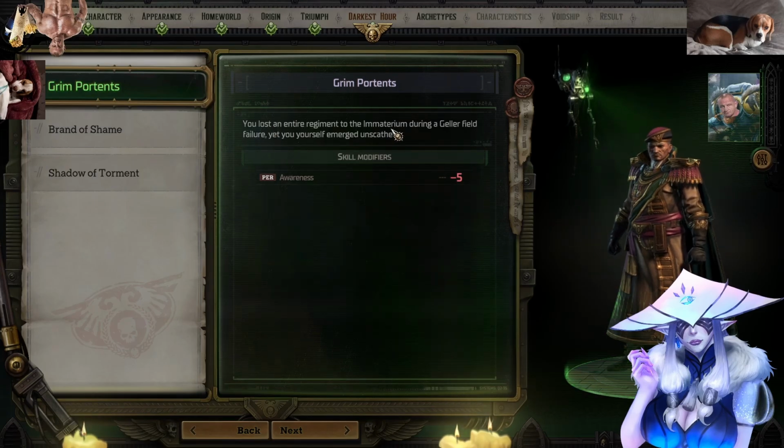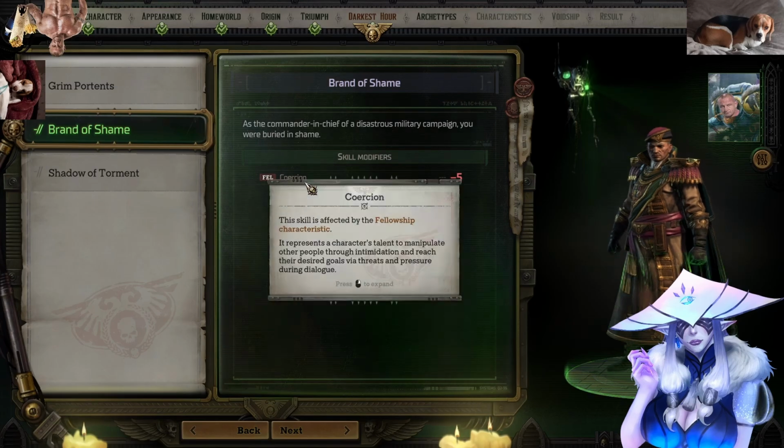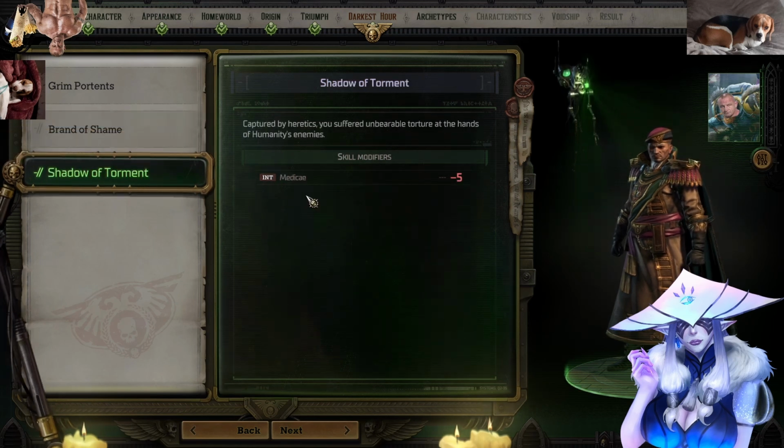You lost an entire regiment to the Immaterium during a Gellar field failure. As a commander-in-chief of a disastrous military campaign, you were buried in shame. Captured by heretics, you suffered unbearable torture at the hands of humanity's enemies. Hey, that's just World War II.